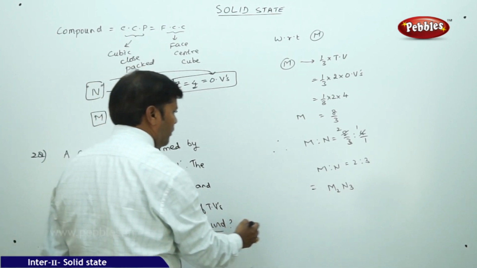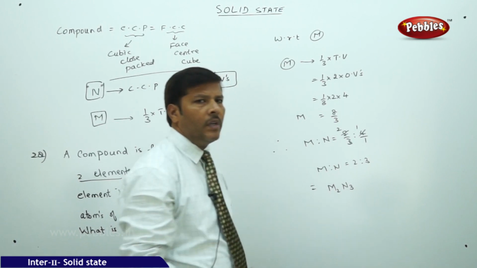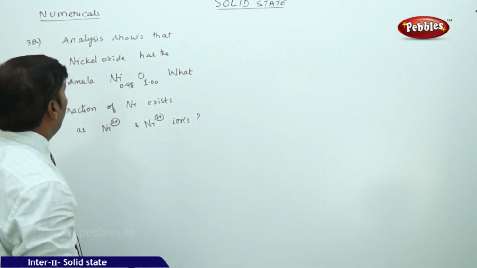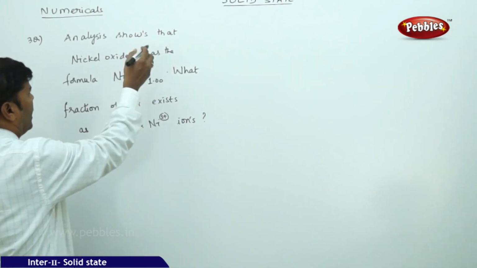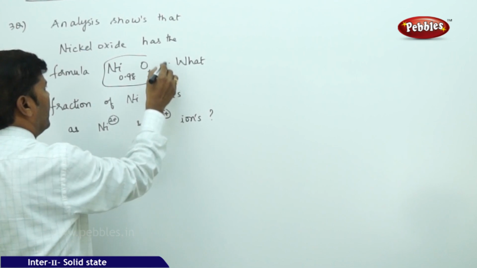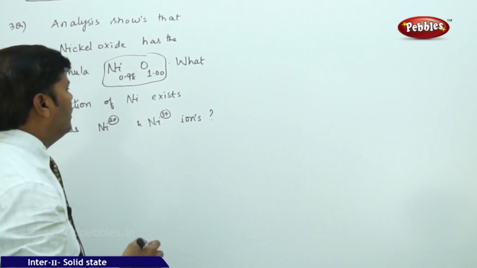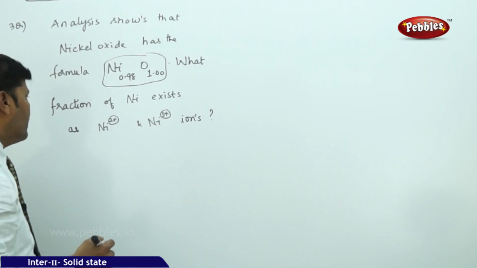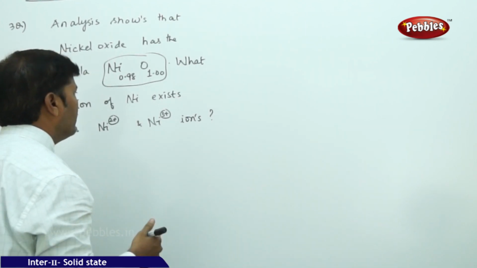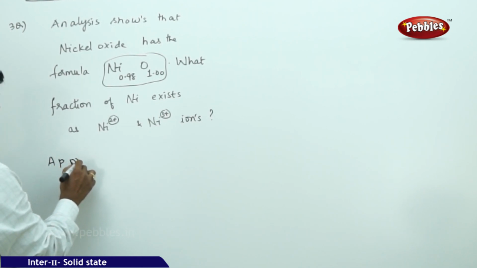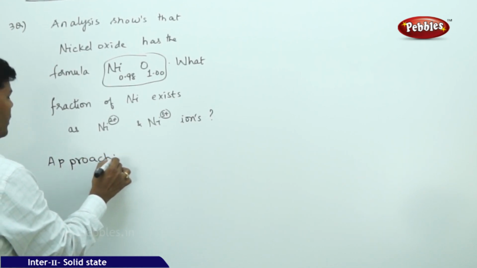So what is the formula of the compound? It is M2N3. Now if you look at the third problem: analysis shows that nickel oxide has the formula Ni0.98 O1.00. What fraction of nickel exists as Ni2+ and Ni3+? So how do you approach the problem? What is the approach involved?